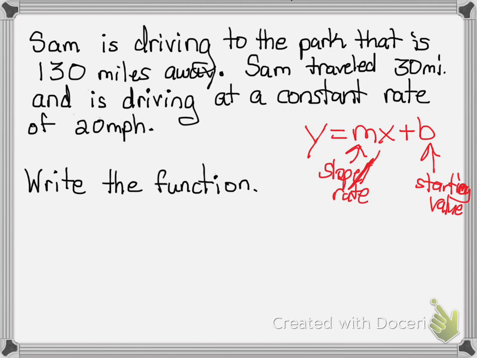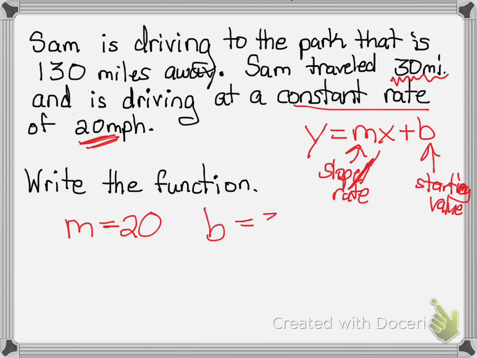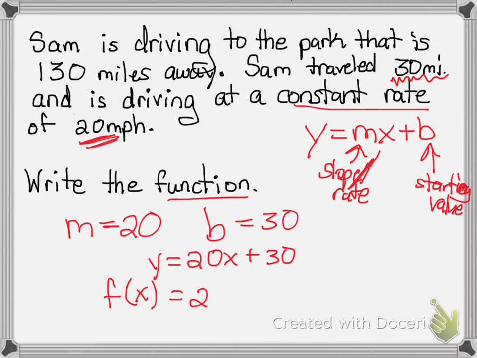What information do we know? Well, we know the constant rate is 20, so my m has to equal 20. We also know that Sam traveled 30 miles already, so that means the starting value is 30. If I was to write it out as an equation, it'd be y equals 20x plus 30. But it says write the function, so the function notation will be f of x equals 20x plus 30.